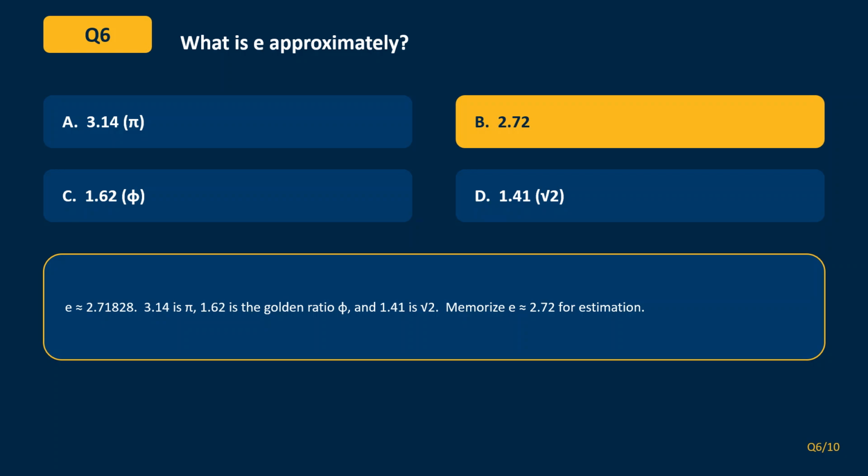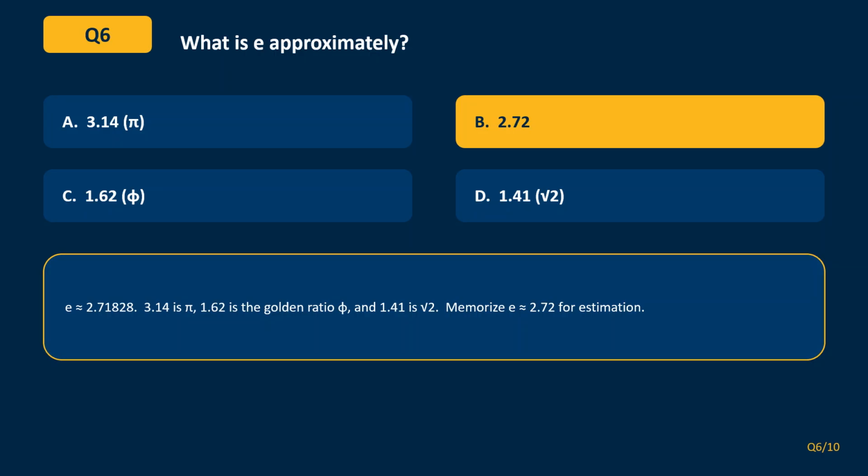Option C, 1.62, approximates the golden ratio phi, which equals 1 plus the square root of 5, all divided by 2. It arises in number theory, combinatorics, and phyllotaxis. Option D, 1.41, approximates the square root of 2, the length of the diagonal of a unit square, and the first number proven to be irrational by the ancient Greeks.